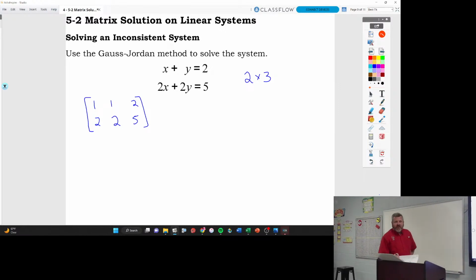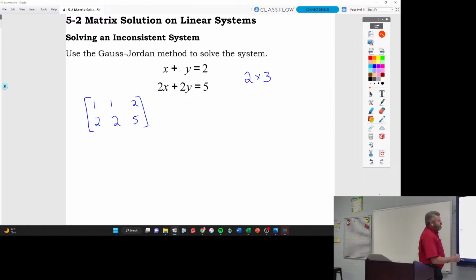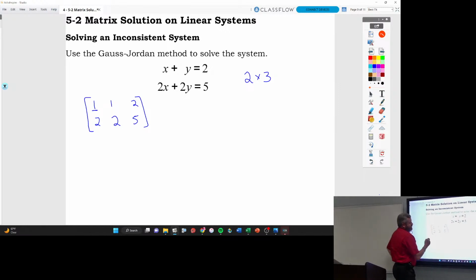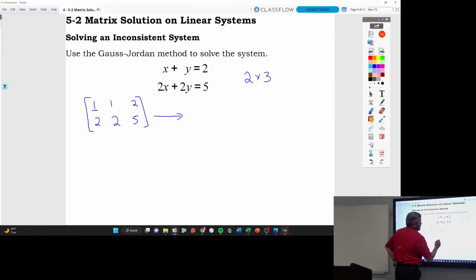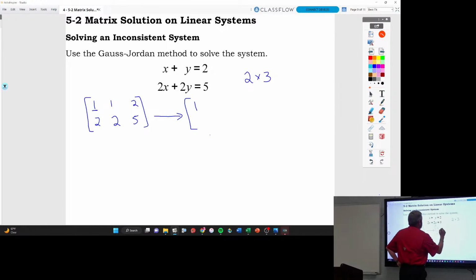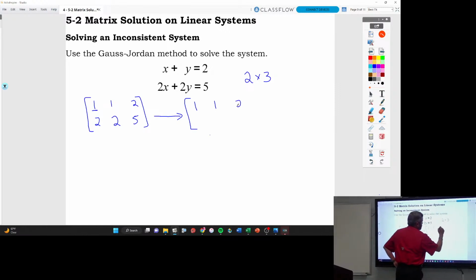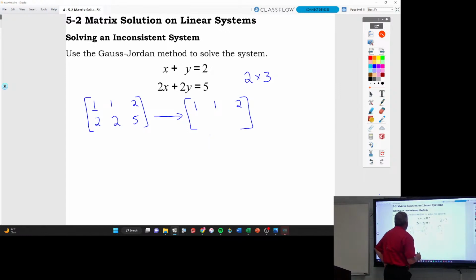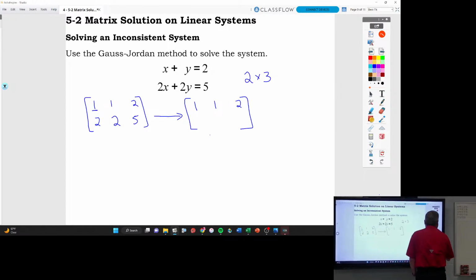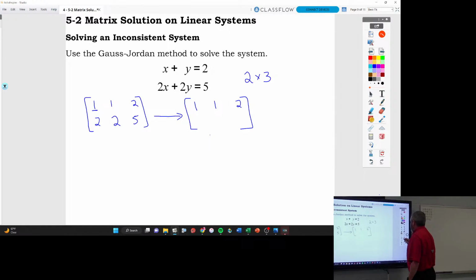Okay, so again, step number 1, row 1, column 1, make it a 1. Hey, we're done. Now I'm going to use this 1 to get rid of the 2. So I'm not doing anything to row 1. Row 1 is still 1, 1, 2. How do I get rid of that 2 in column 1, row 2?